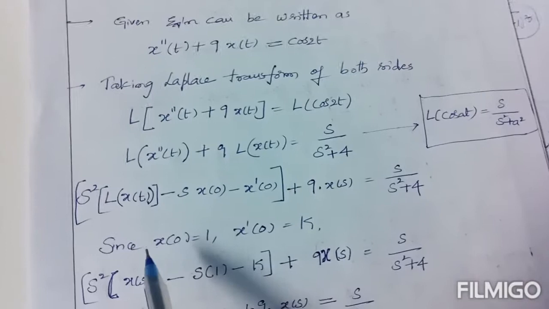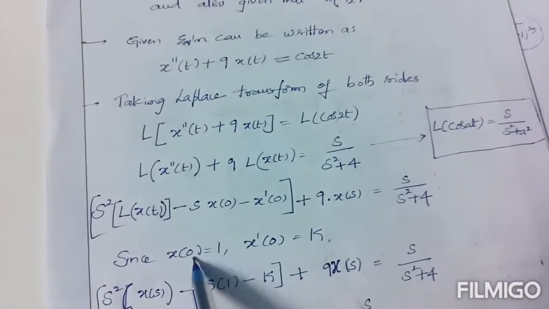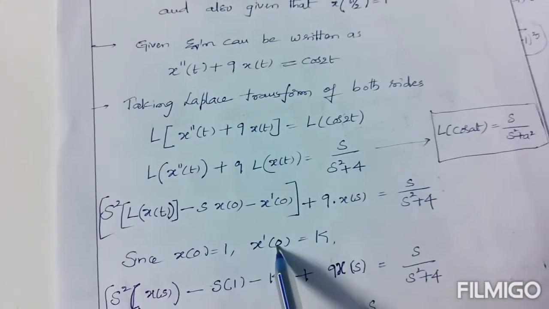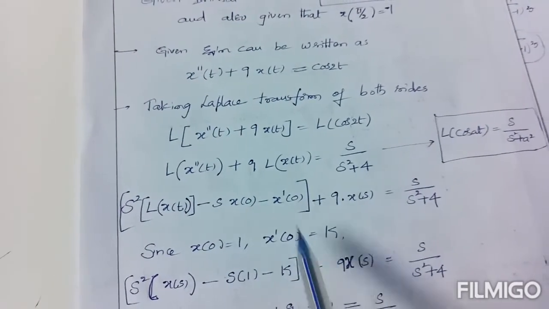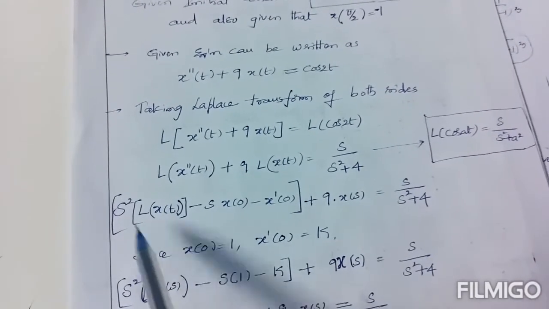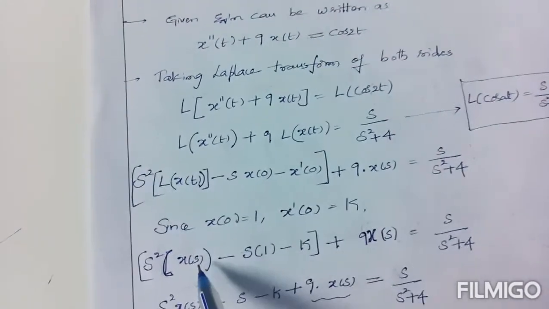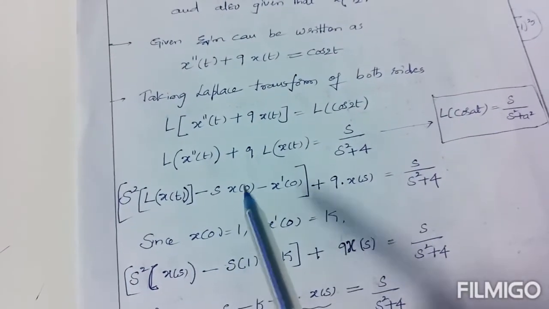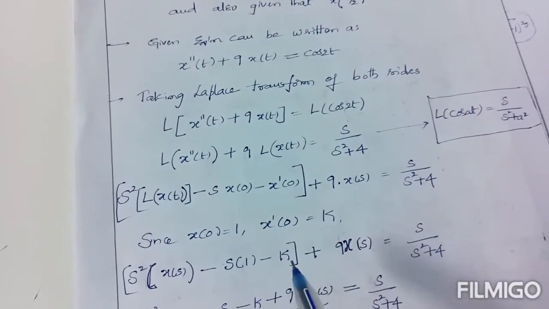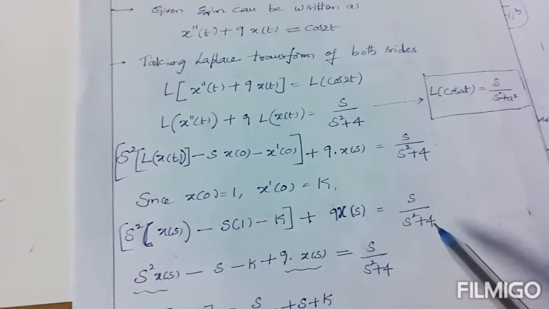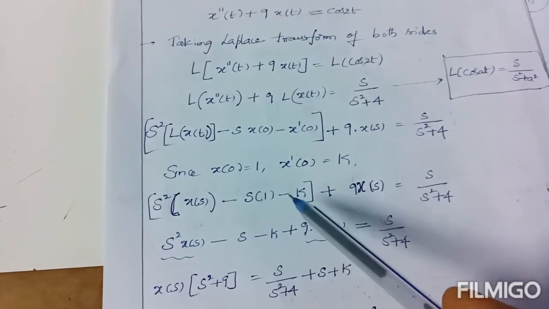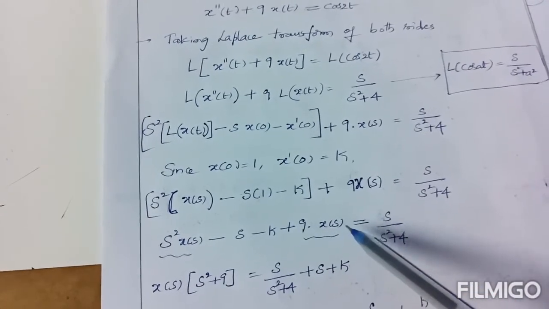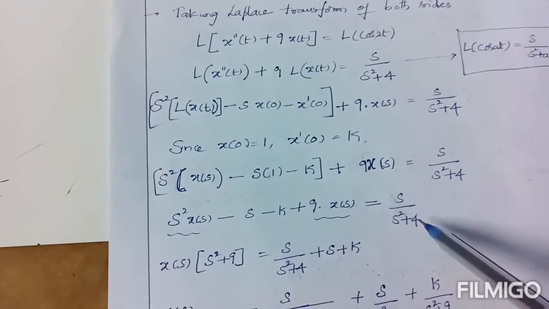After that, given the condition, since the initial condition x of 0 is 1, and x dash of 0 we consider as k. Now substitute these two initial conditions in the above equation. Now s square L of x of t written as x of s, s into x of 0 is 1, x dash of 0 is k, plus 9 into x of s, equal to s by s square plus 4. Now s square x of s minus s into 1, that is s, minus k, plus 9 into x of s equal to s by s square plus 4.